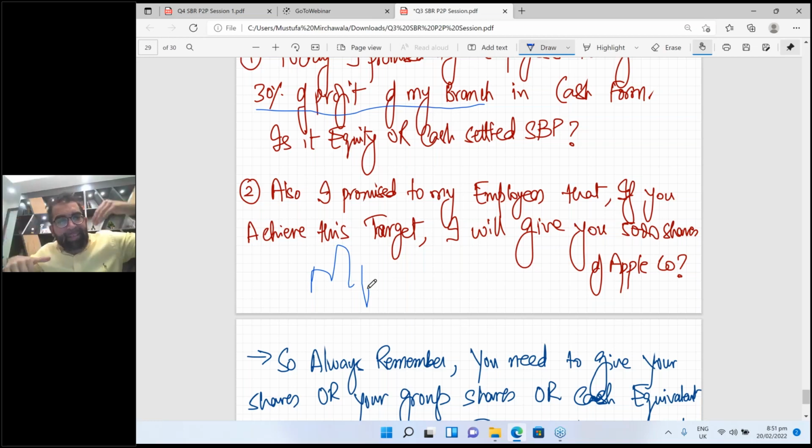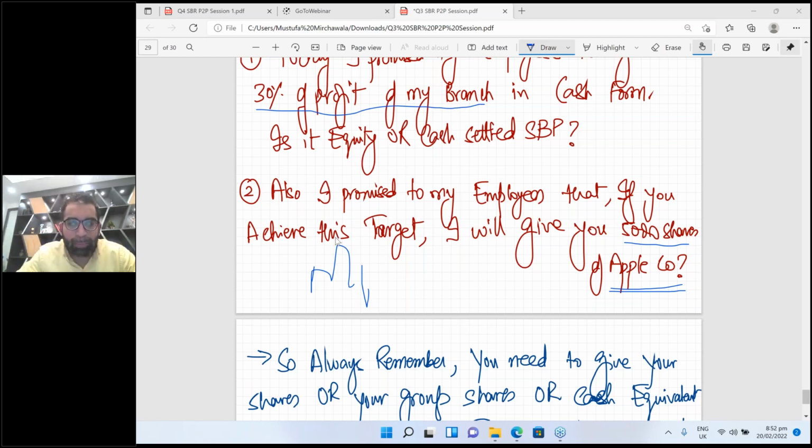Today I gathered them and I gave them a target, and I asked them that if you achieve this target, then I'll give you 5,000 shares of Apple company. You tell me, is this equity settled or cash settled? Now you got the game. None. Again, this is not in the scope of IFRS 2. Excellent.